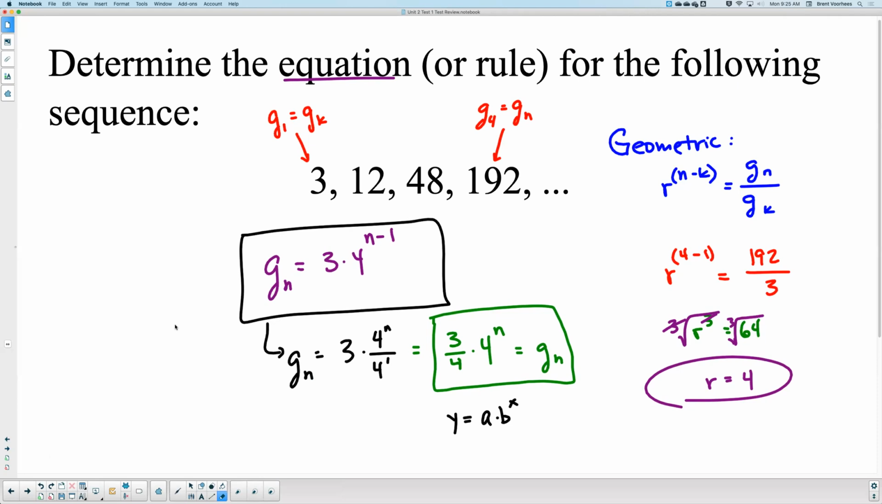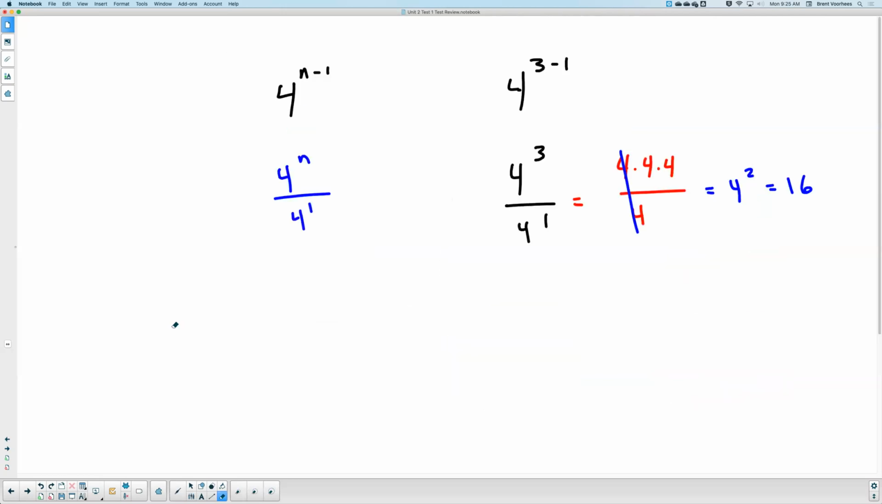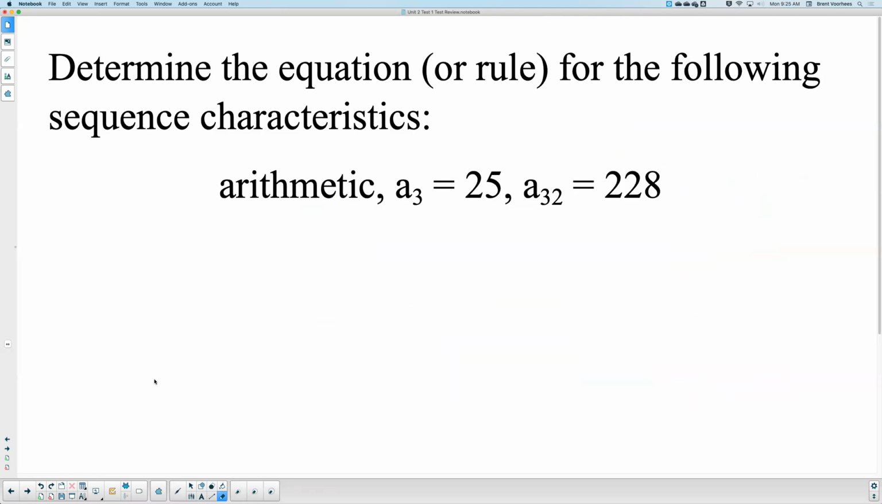All right. Moving on. What about this one? Determine the equation or rule for the following sequence characteristics. It's arithmetic. A3 is 25. A32 is 228. Okay, how could we come up with an equation for this?